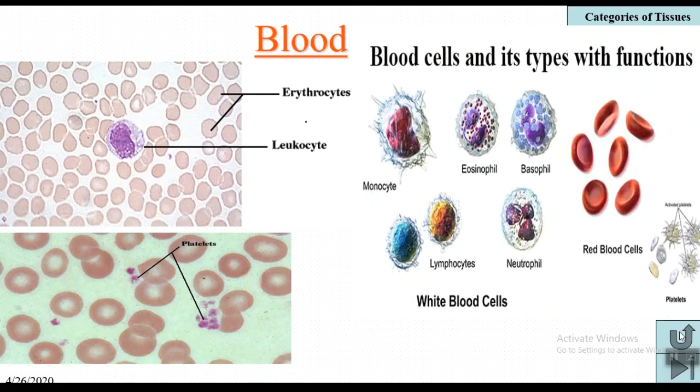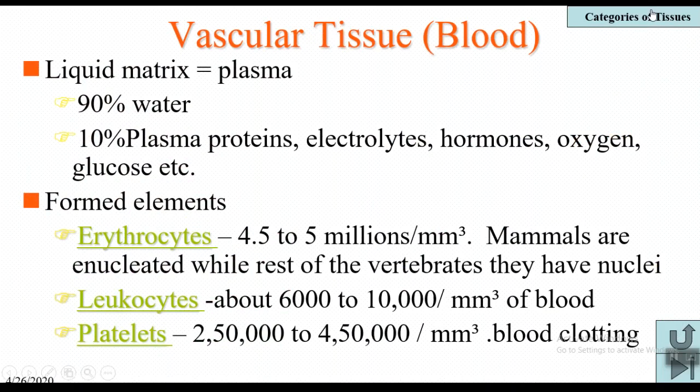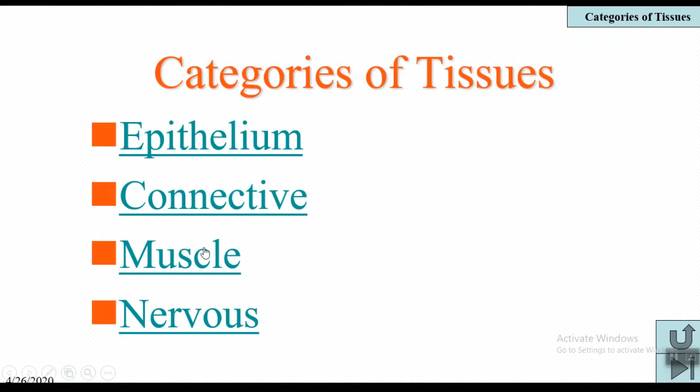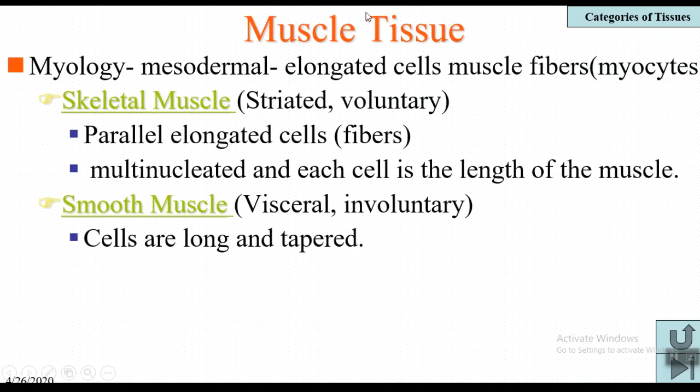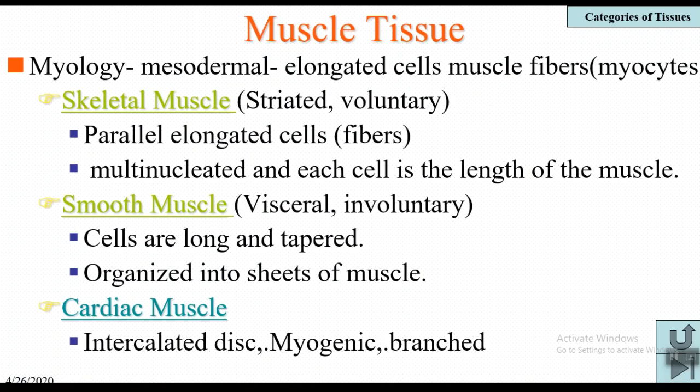Coming to the next type of tissue, muscular tissue. We have finished epithelial tissue, connective tissue, and the fourth type of tissue is muscular tissue. The study of muscles is called myology. The muscles are mesodermal in origin. They are formed from the mesoderm, and the muscles are elongated cells called muscle fibers. They are myocytes.